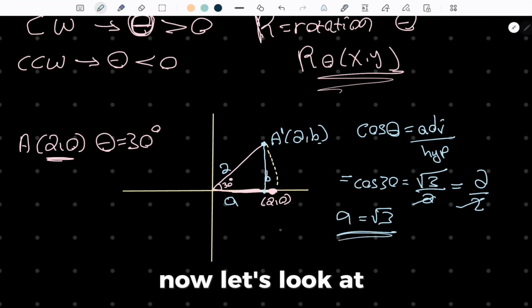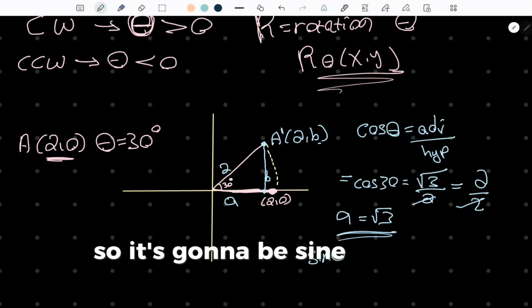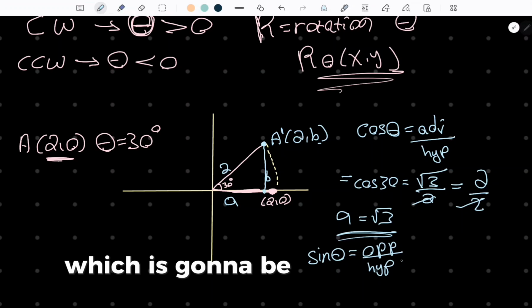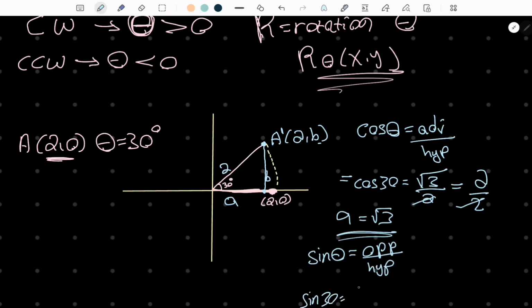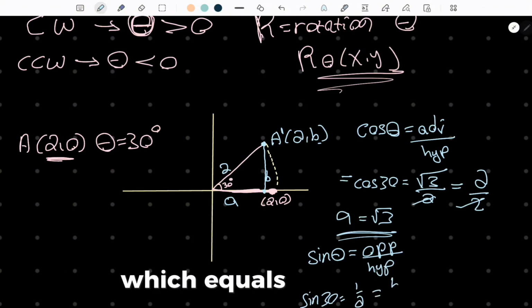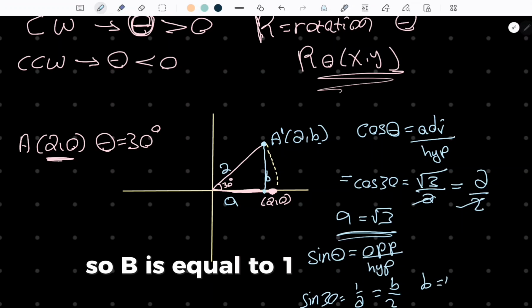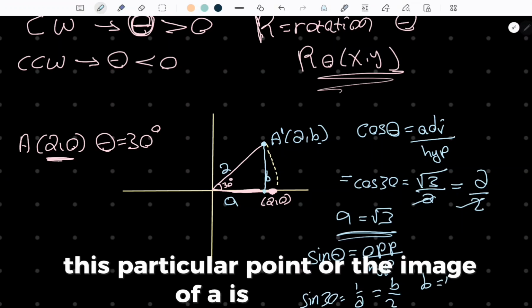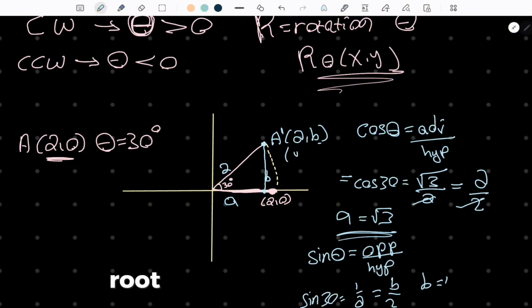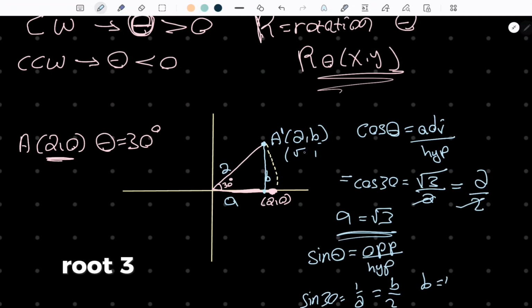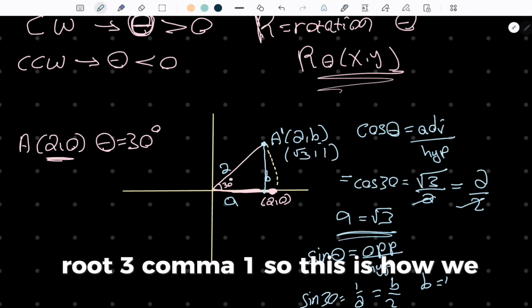Now let's look at b. It's going to be sine theta, which is equal to opposite over hypotenuse, so sine 30 equals 1 over 2. So sine 30 is 1 over 2, which equals b over 2. So b is equal to 1. So the exact coordinates of this particular point, or the image of A, is going to be (root 3, 1). So this is how you basically solve problems.